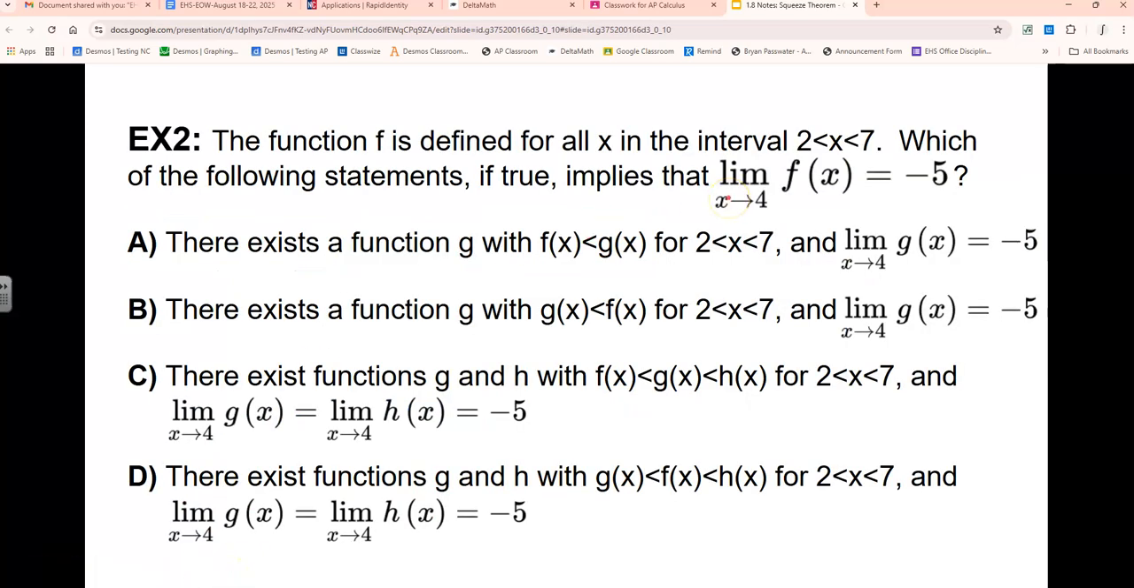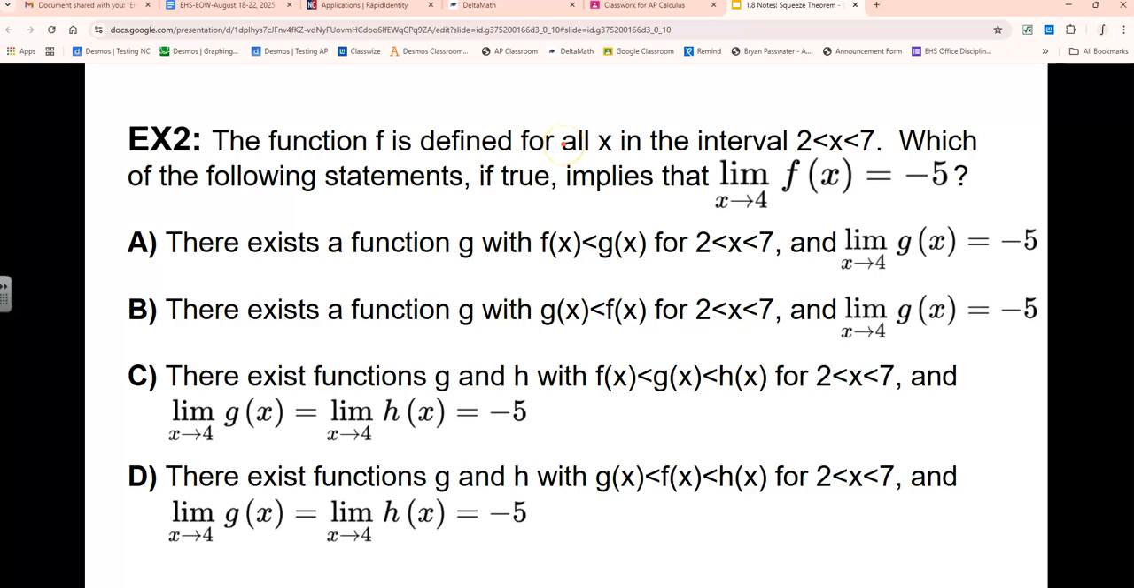Here's an example of a multiple choice question you might possibly see. It says the function f is defined for all x in the interval from 2 to 7. Which of the following statements, if true, implies that the limit as x approaches 4 of f of x equals negative 5?